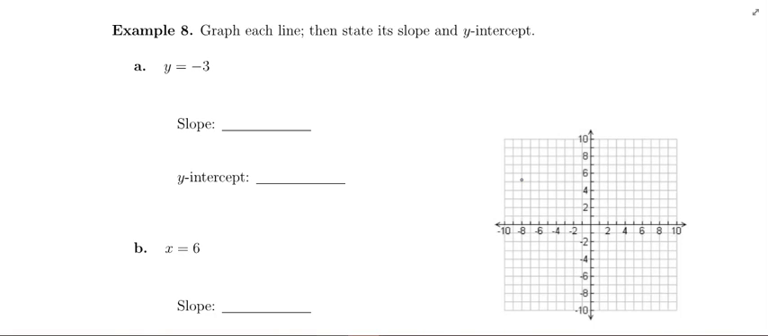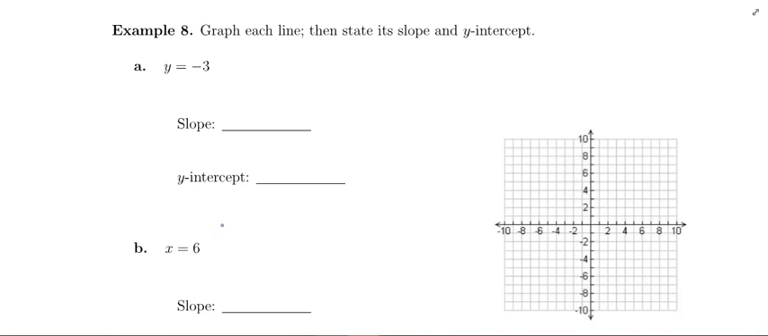Example 8. Graph each line. Then state its slope and y-intercept. In part A, the equation of the line we're looking at is y equals -3. If you glance at the equation in part B, it's x equals 6.